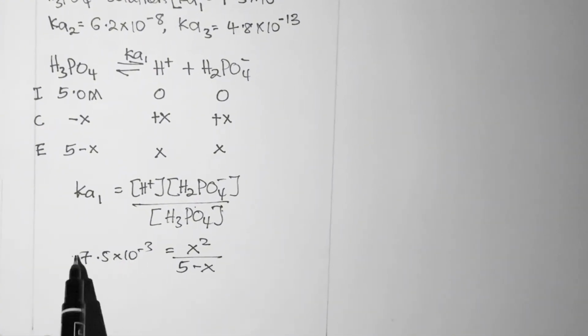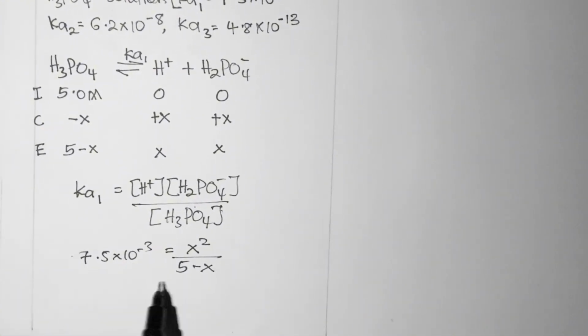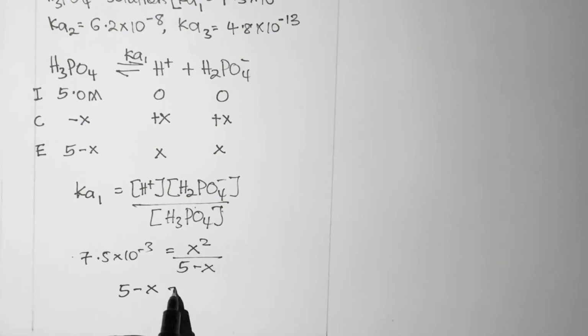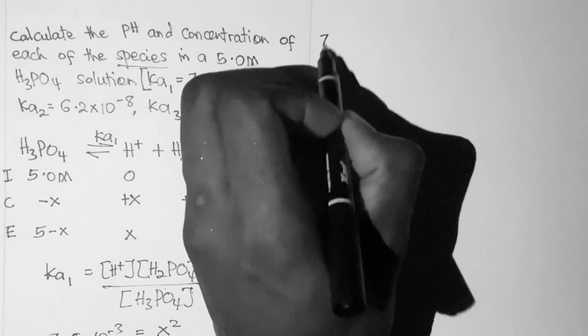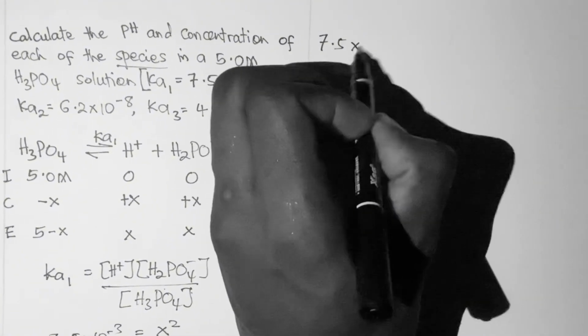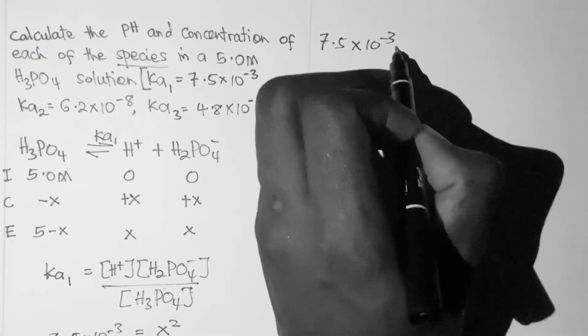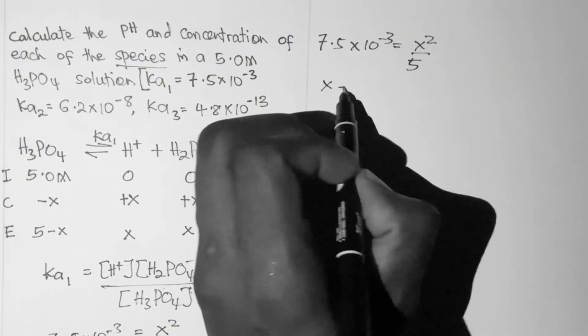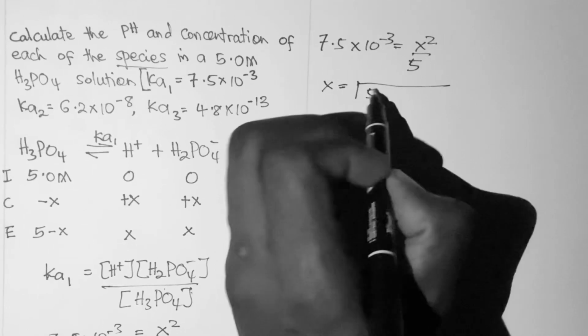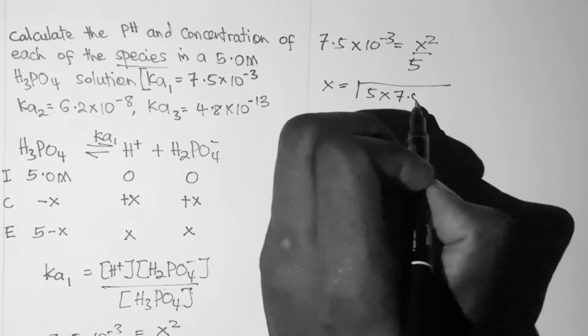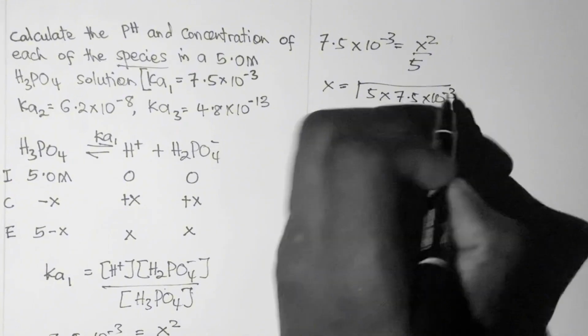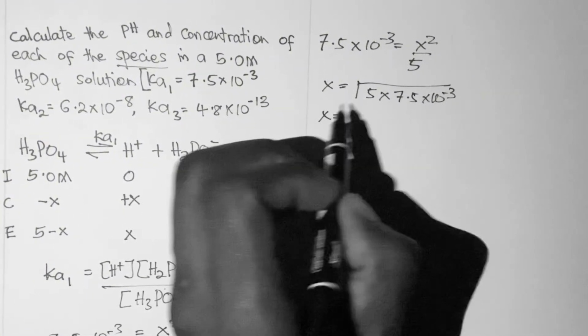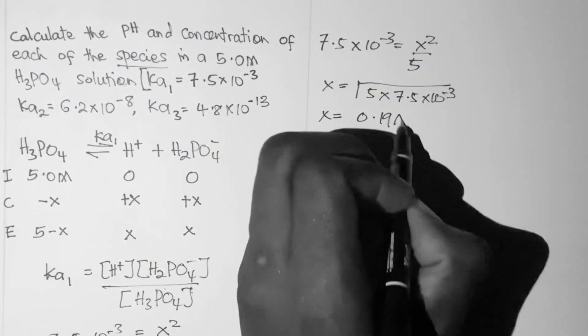So let's use the approximation in this case. Afterwards we'll verify the approximation using the 5% rule. That is, we approximate that 5 minus X is approximately equal to 5. So this becomes 7.5 times 10 exponent minus 3 equals X squared divided by 5. So X is equal to the square root of 5 times 7.5 times 10 exponent minus 3. If you compute this, you get X equals 0.19 molar.